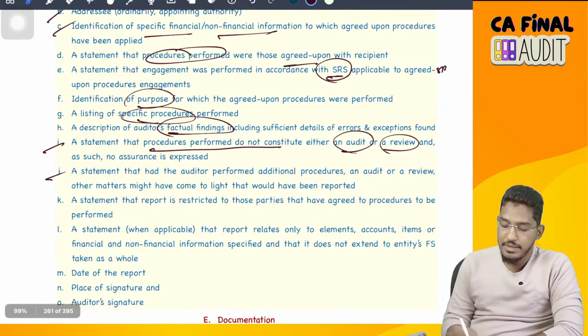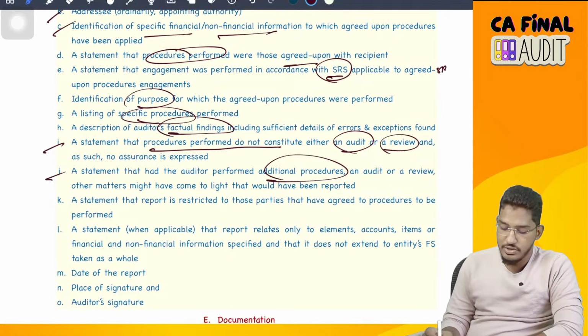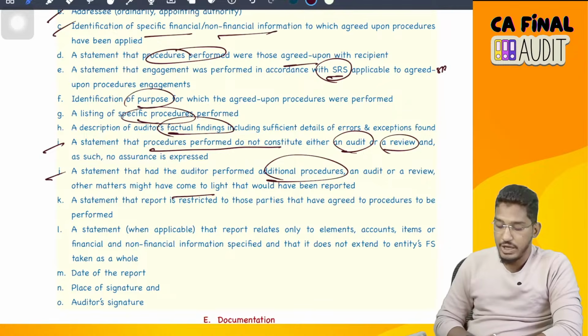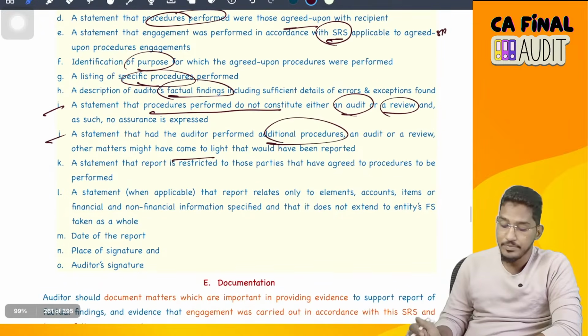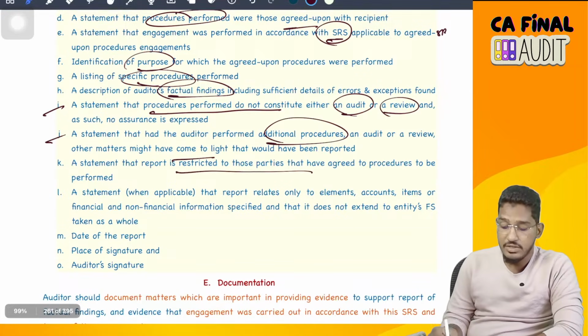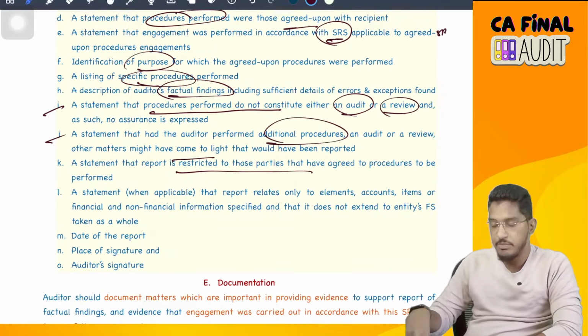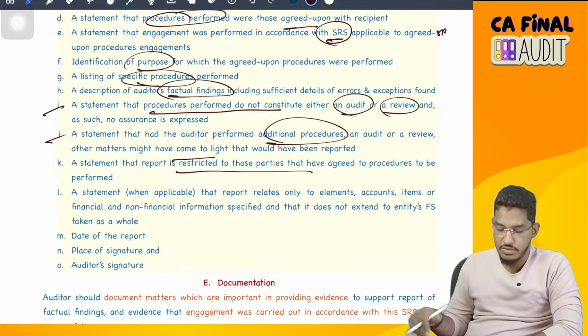And also a statement on any additional procedures the auditor performed that might have come to light and would have been reported. So if you have performed any additional procedures, generally we will not do it, but if at all you have done it, you have to disclose that as well. And you have to also mention that this report is not for everybody. This report is only for the intended users.